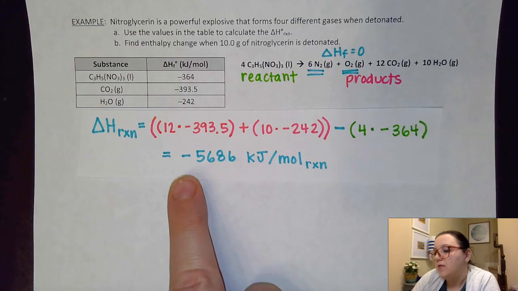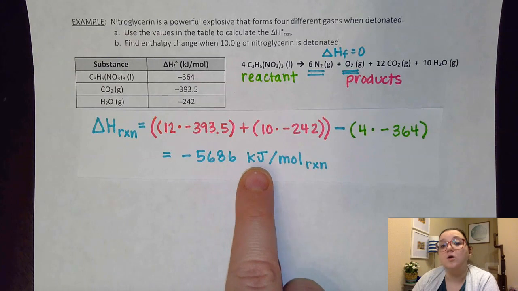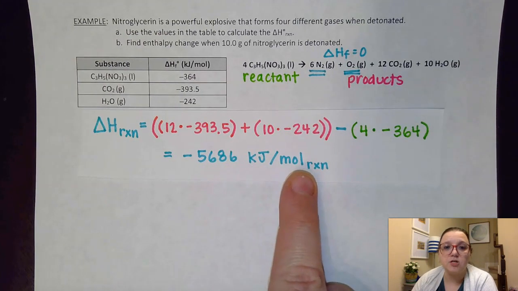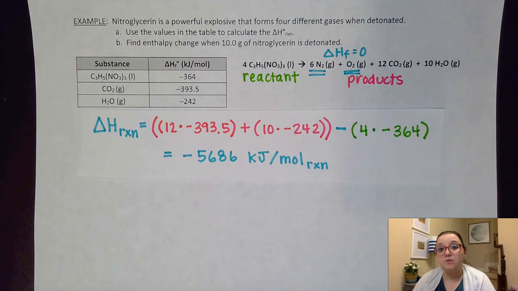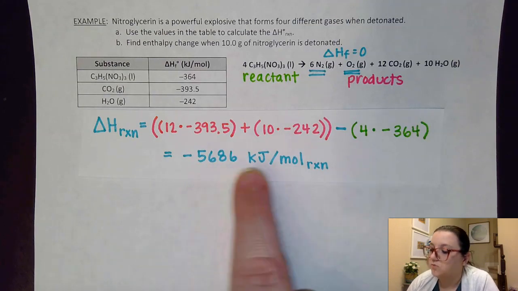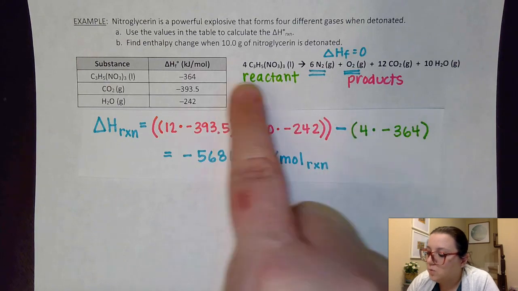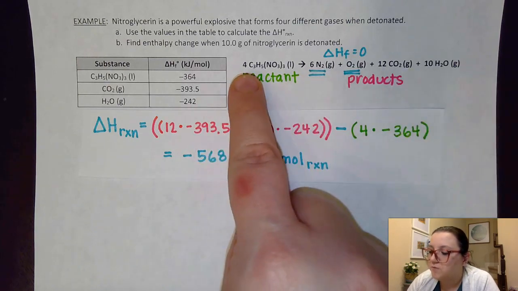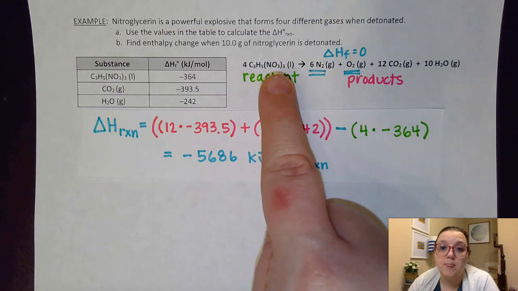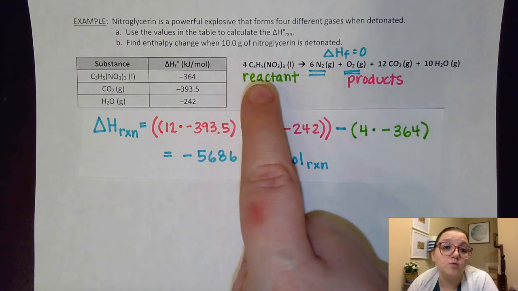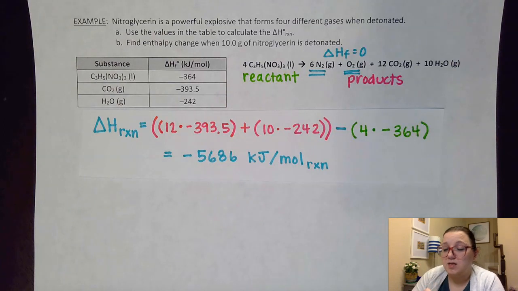Now that I have the amount of heat in kilojoules per 1 mole of the reaction, I could even use this value, say, in a stoichiometry problem. So notice on part B up here, it says find the enthalpy change when 10 grams of nitroglycerin is detonated. So this amount of heat is for 1 mole of the reaction. Well, look at 1 mole of the reaction. It has 4 moles of nitroglycerin in it. So this heat is for 4 moles of nitroglycerin, but I want the heat change for 10 grams of nitroglycerin.